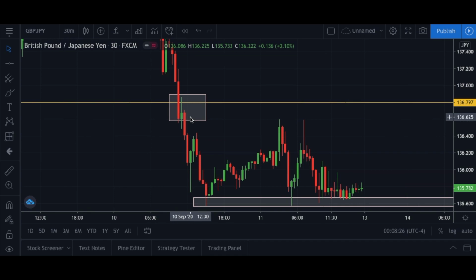Okay, one 4-hour candle equals four 1-hour candles. What does this mean? That's just a result of that. So I knew that there was some sort of bullish retest candle here before I even went down to the 30-minute.